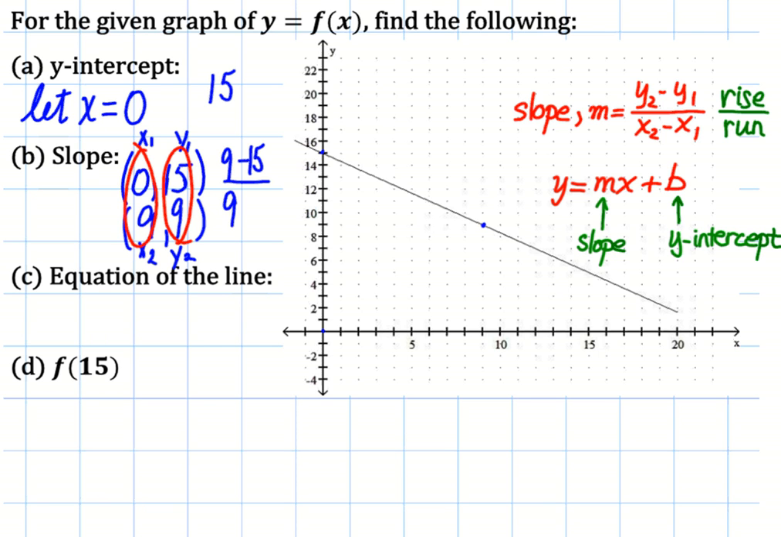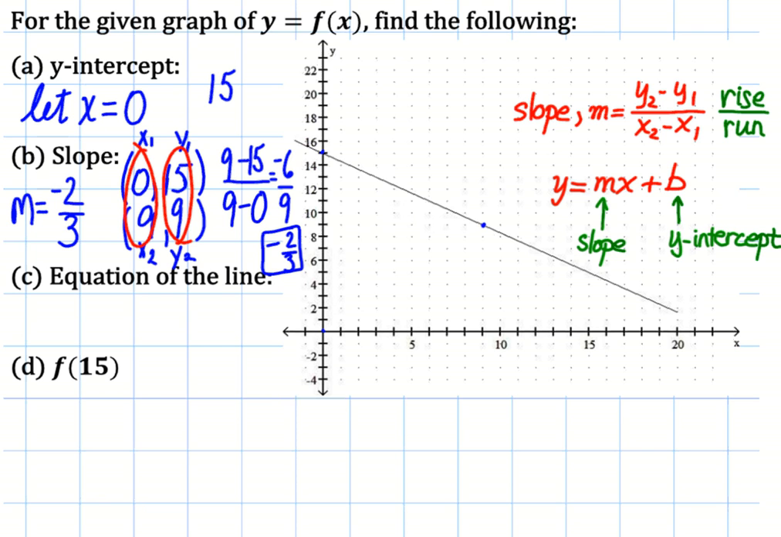and 9 minus 0. So that would be 9 minus 15, which is negative 6, over 9, and that would reduce to a negative 2/3. I'm going to box that in, negative 2/3. So that's going to be my slope. m is equal to a negative 2/3.